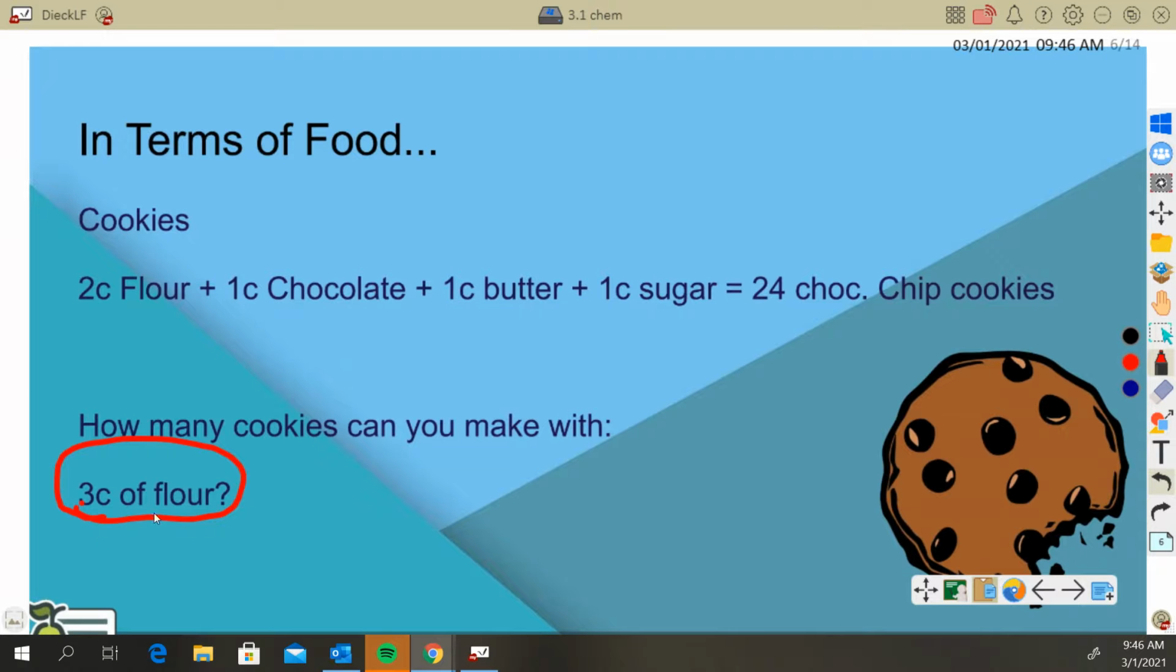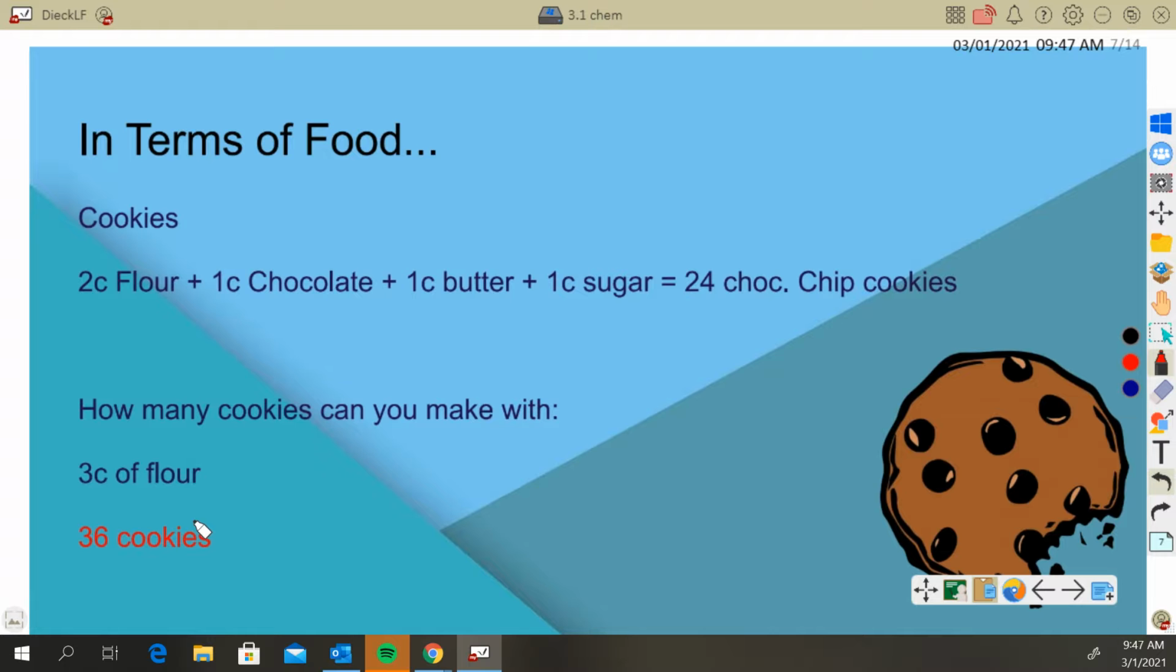So if we just focus on 3 cups of flour, we've got 1 extra cup of flour. We've got 1.5 times our flour. So 1.5 times 24 would give us 36 cookies, okay?